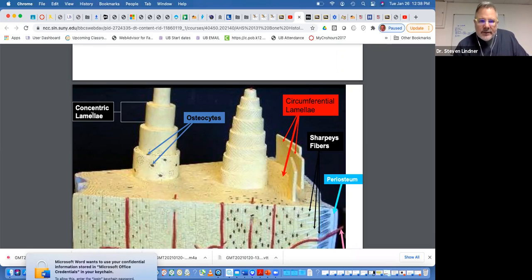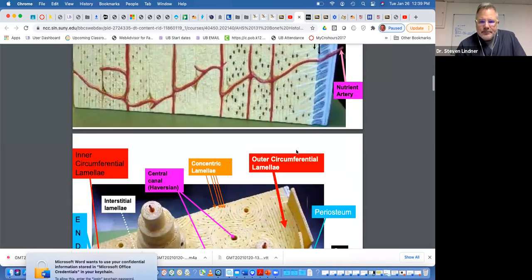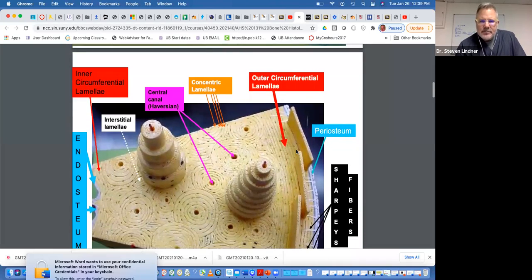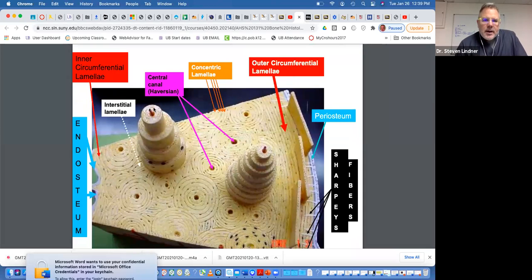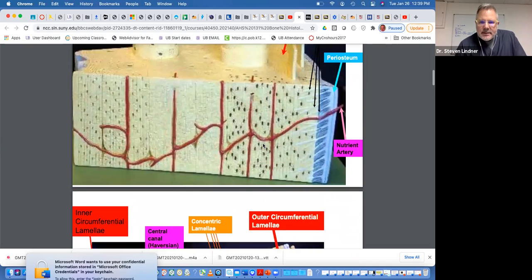Each of these rings is just called a concentric lamellae. Each ring is a concentric lamellae. The lamellae that aren't concentric, they're called circumferential lamellae. I'll show you another view of that. So here's a bird's eye view. Here, each of these is a concentric lamellae. They're all concentric lamellae. And then remember this blood vessel here?